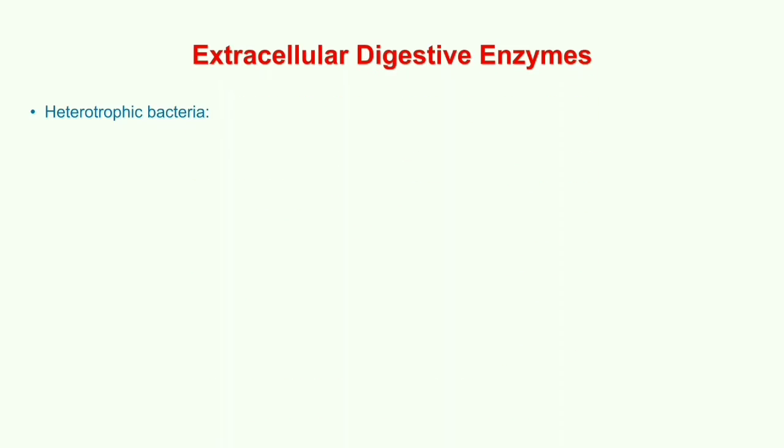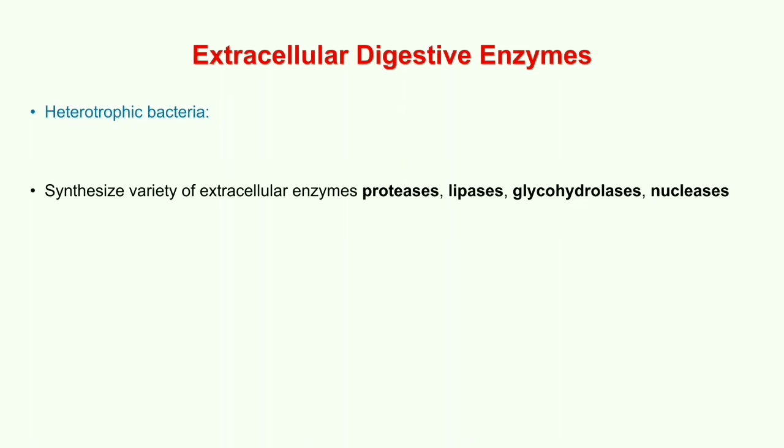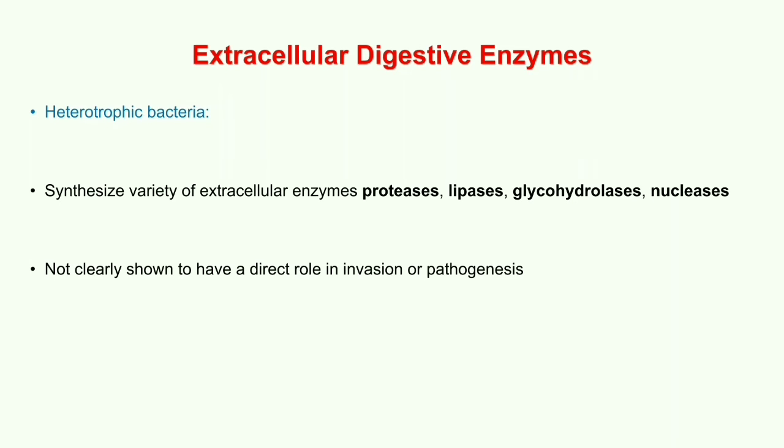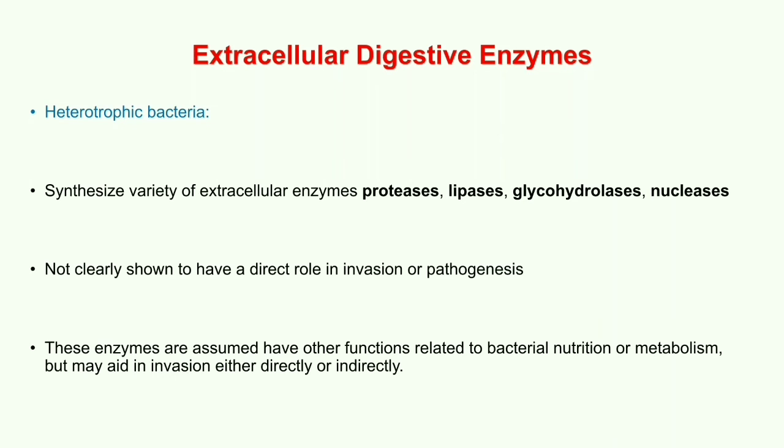Another class of spreading factors is the extracellular digestive enzymes. These enzymes are secreted by heterotrophic bacteria. These heterotrophic bacteria synthesize a number of enzymes such as proteases, lipases, glucohydrolases, and nucleases. They do not have a direct role in invasion or pathogenesis, but these enzymes help in other functions related to bacterial nutrition or metabolism and can also aid in invasion either directly or indirectly.